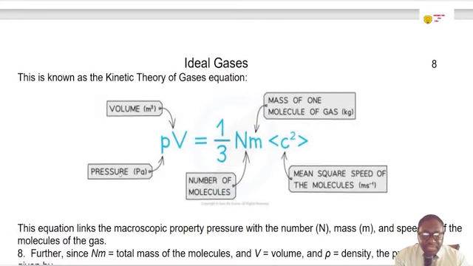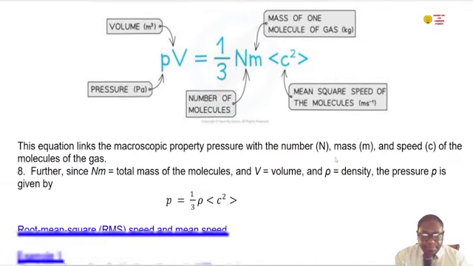P is the pressure of the gas, which can be measured. Volume is the volume of the gas, which can be measured. But on the right hand side, we get the microscopic quantities, which cannot be measured: the number of molecules, the mass of one of the molecules, and the mean square speed of the molecules. So the left hand side is macroscopic, the right hand side microscopic.